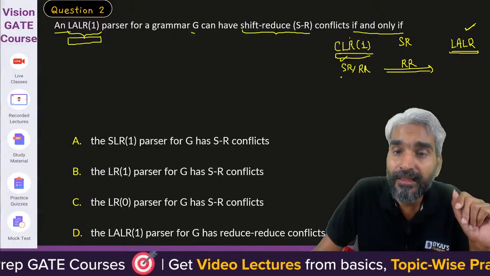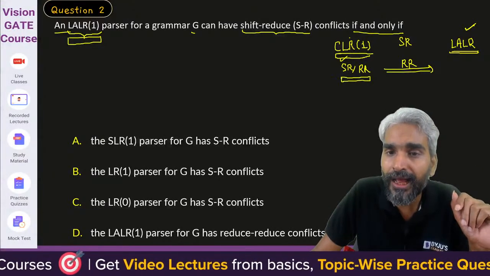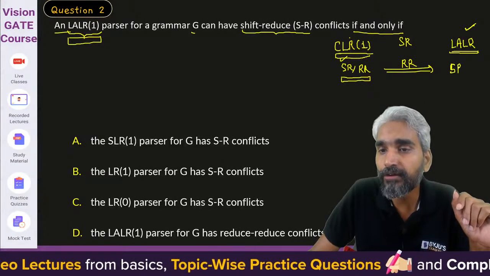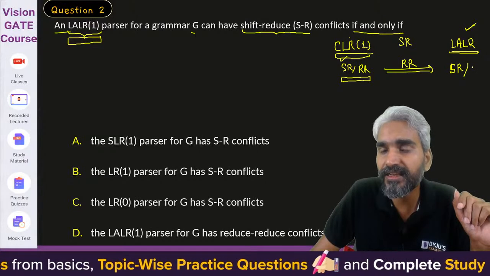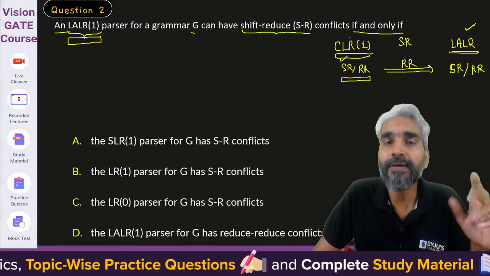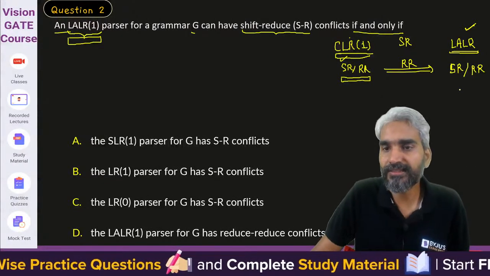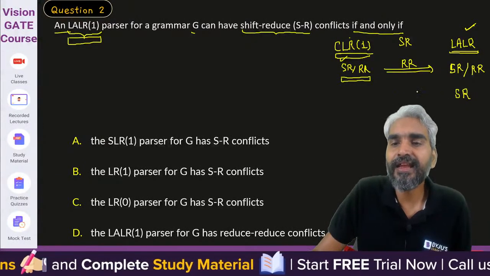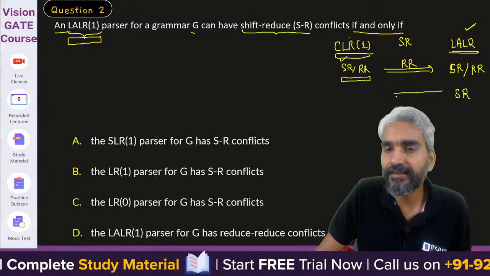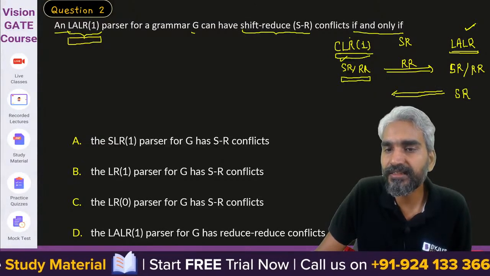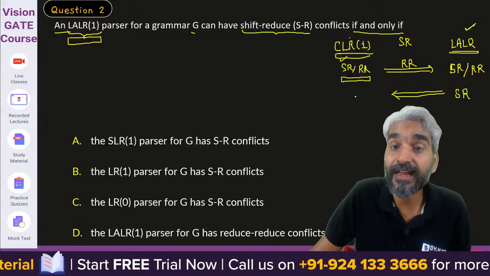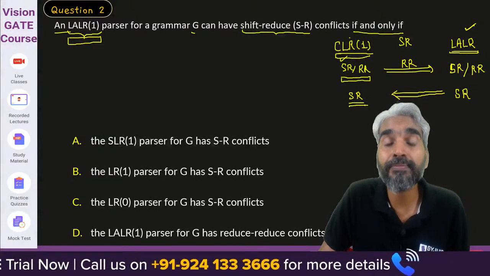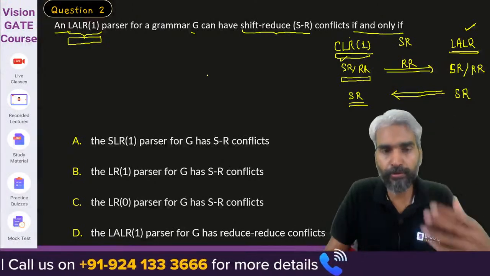Now, in the complete set, if SR or RR conflict exists, then it is guaranteed that SR or RR conflict will also exist in LALR parser. But the opposite, let's try to understand. If SR conflict exists in the LALR parser, then it is guaranteed that SR conflict will also exist in the CLR1 parser. I hope you understand that concept.